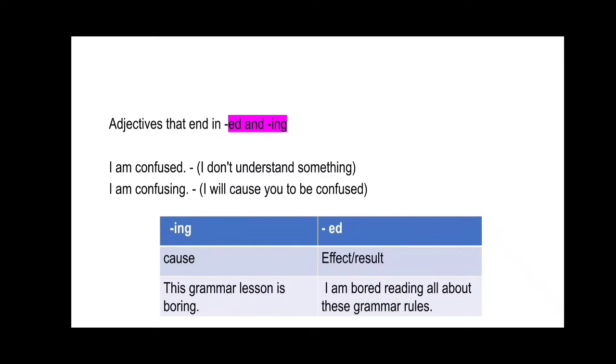For example, this grammar lesson is boring. Here it is the cause. We cannot say this grammar lesson is bored. It's like that. I am bored reading all about these grammar rules. We cannot say I am boring.